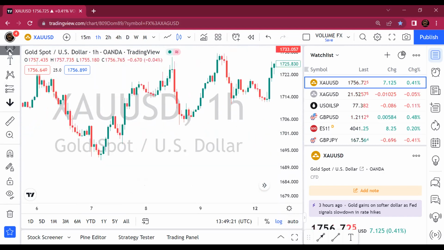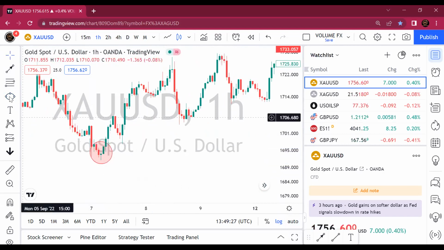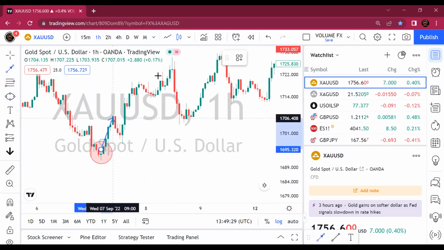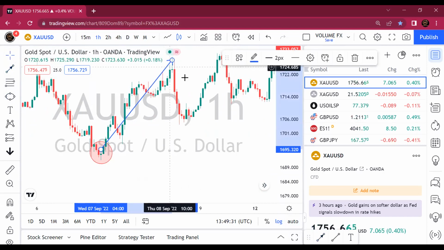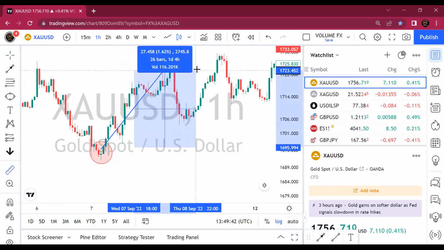Look at here, morning star. How many pips did it go? Look at where it went to. How many pips did it go for? These are very powerful ones whenever they happen.